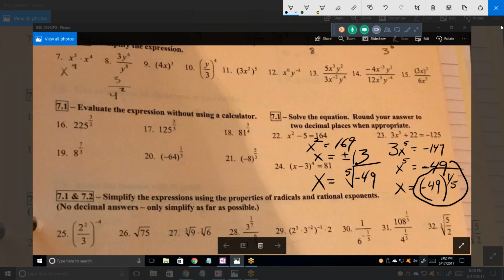And this is kind of a teacher preference thing also. A lot of times they'll want their answers with radical signs, not fractional exponents. Especially if they give it to you as a radical sign. In other words, that problem 27, given to us as a radical sign, they probably want the answer back as a radical sign. Okay.